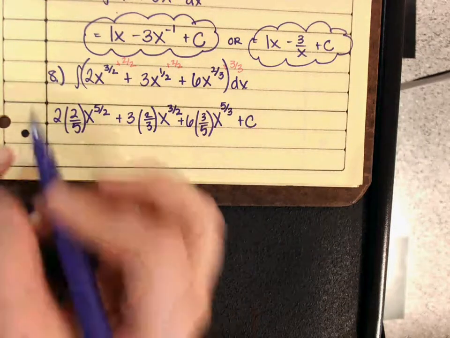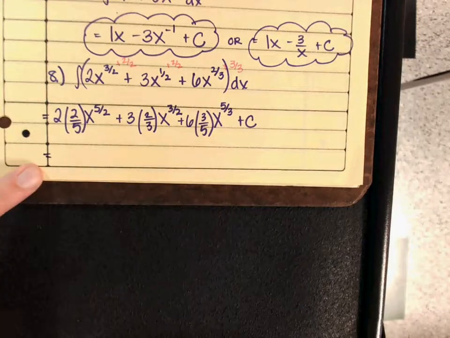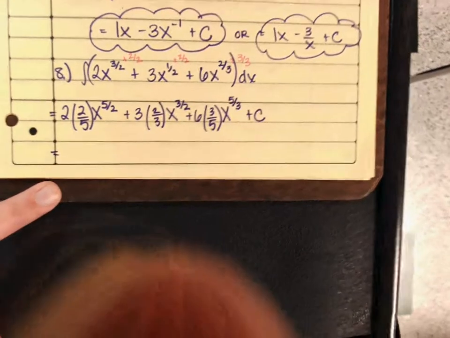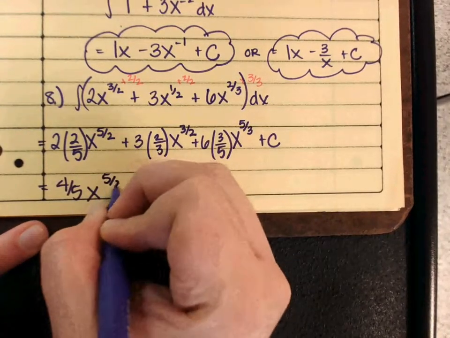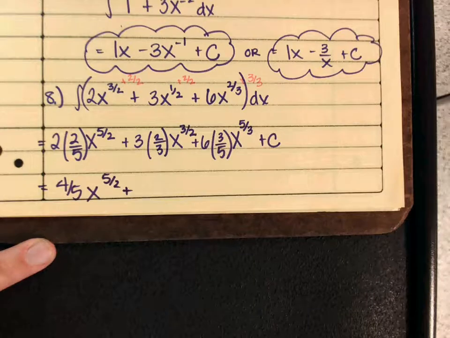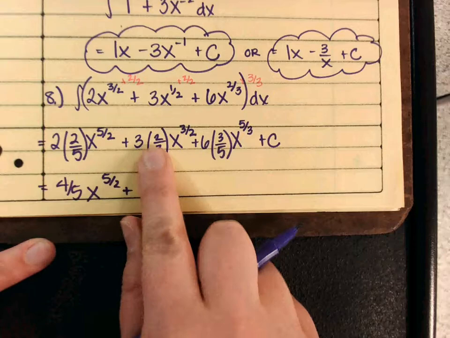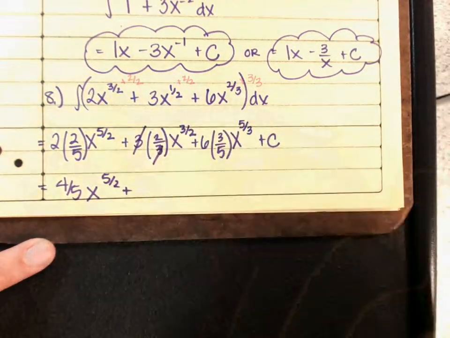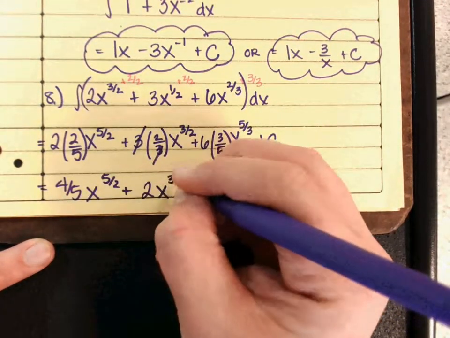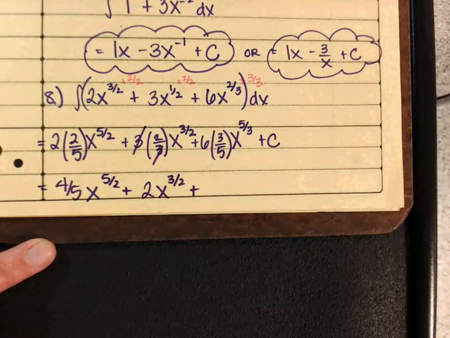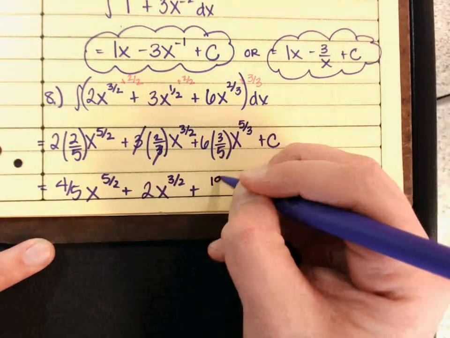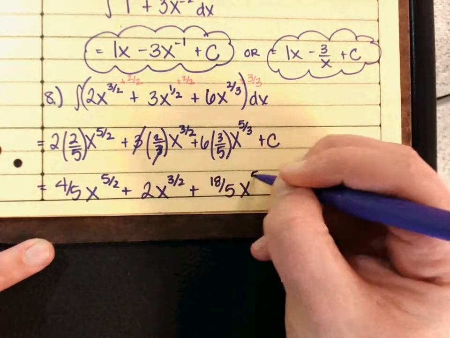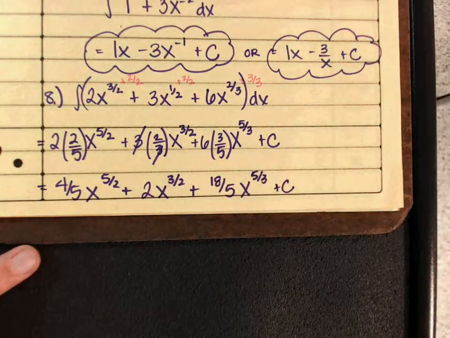So what will my first term be once I combine the number that was already there with the fraction I divided by? 4/5 x to the 5 halves plus, next term. Okay, how did it become a 2? Well, 3 times 2 is 6, divide by 3 is 2, or cross out is probably easier. X to the 3 halves plus. Next one. 6 times 3 is how many on the top? 18/5. And then x to the 5/3 plus c. Make sense?